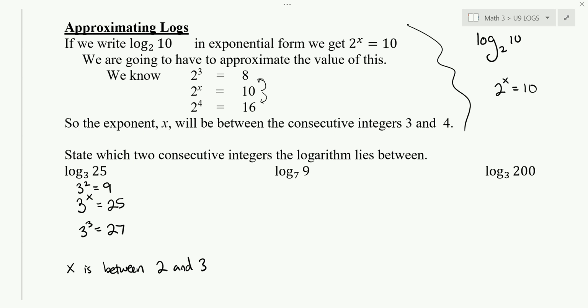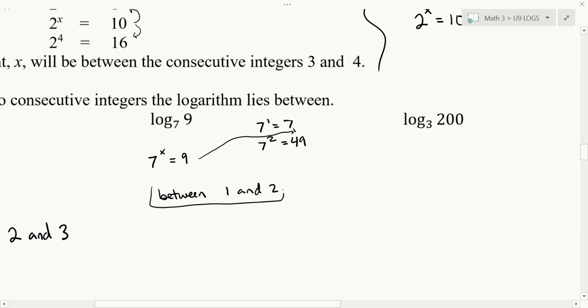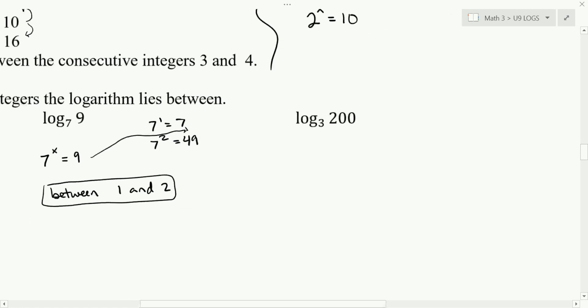Okay. Somewhere between 2 and 3. And I'll take log base 7 of 9, asking the question 7 to what power is 9? We know 7 to the first power is 7, 7 to the second power is 49, and 9 fits in between those two. So our power is going to be between what? Between 1 and 2.